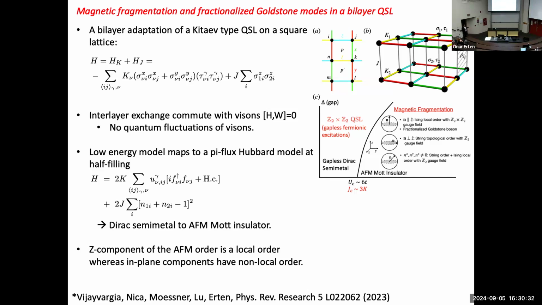And in general, the order parameter can point in any direction, which will give you a coexistence of magnetic order and topological order, which in the context of frustrated magnetism is called magnetic fragmentation.